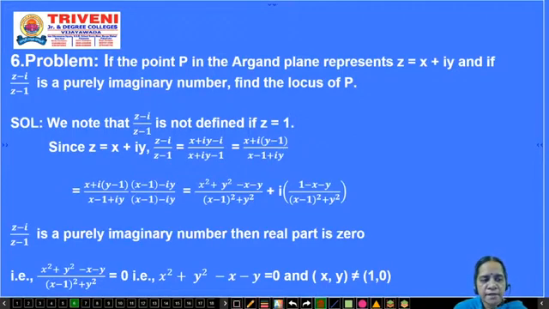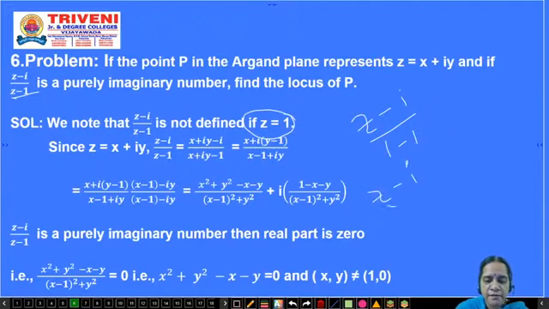Okay, and then in the hypothesis, z minus i by z minus 1 is not defined if z is equal to 1. Suppose z is equal to 1, the value is z minus i by 1 minus 1, that is z minus i by 0. This is not a purely imaginary value. That's why I am taking the case that it is not defined if z is equal to 1. Then z is equal to x plus iy.